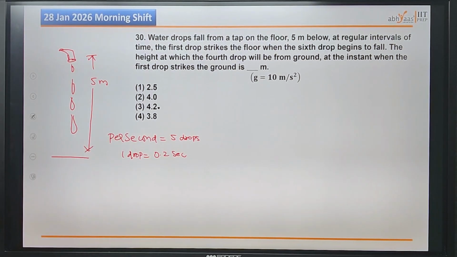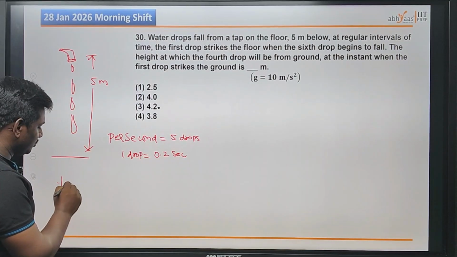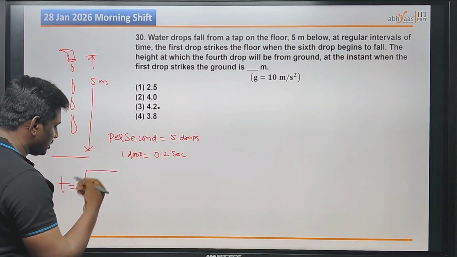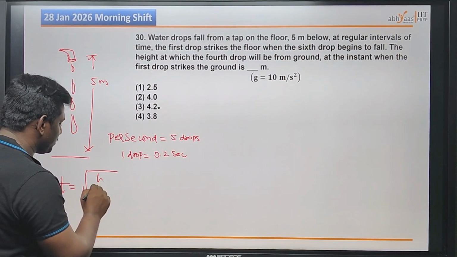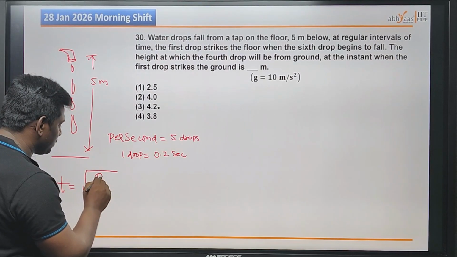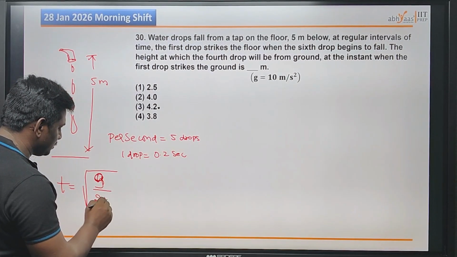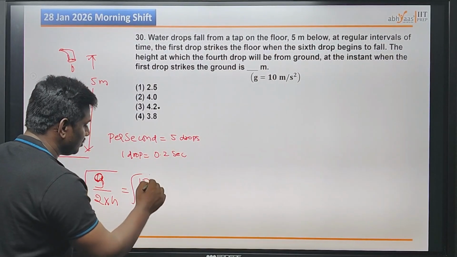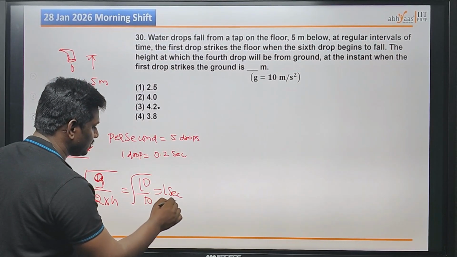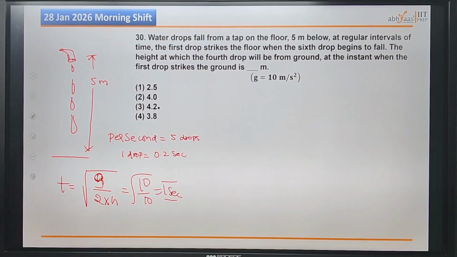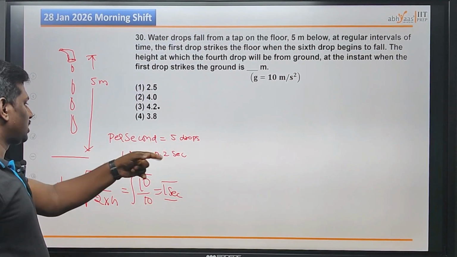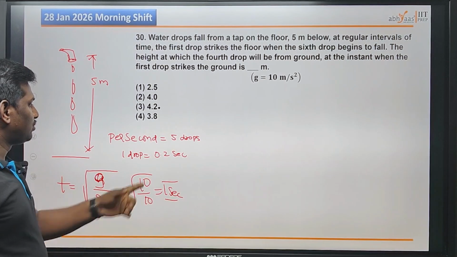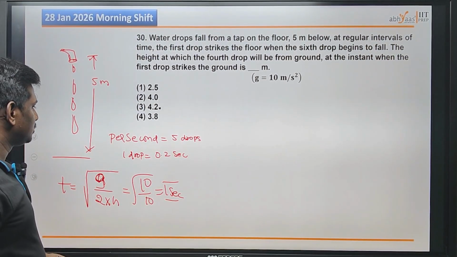How do we find how many drops we are getting per second? Time to reach the ground is nothing but under root 2h by g, so that is nothing but 10 by 10. You will get 1 second. Per second we are getting 5 drops, so for one drop you have 0.2 seconds.